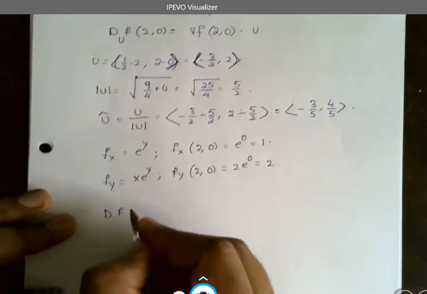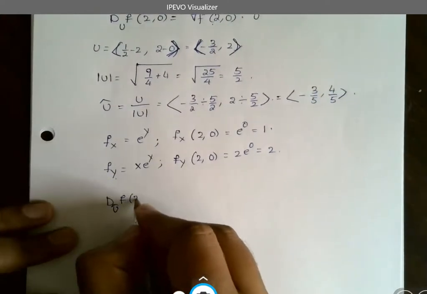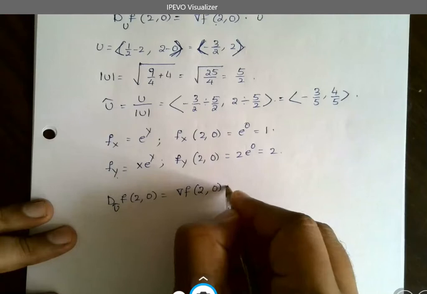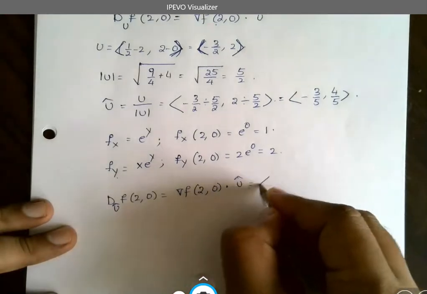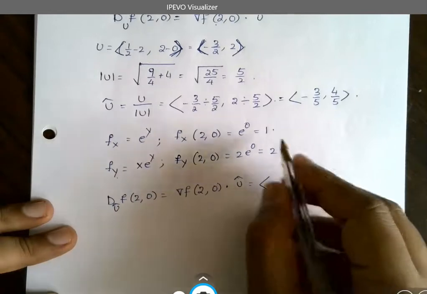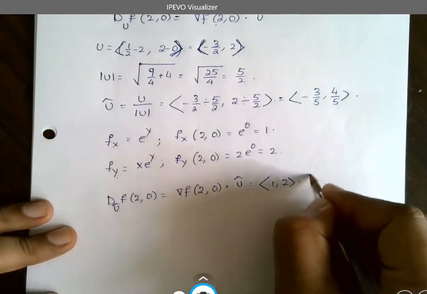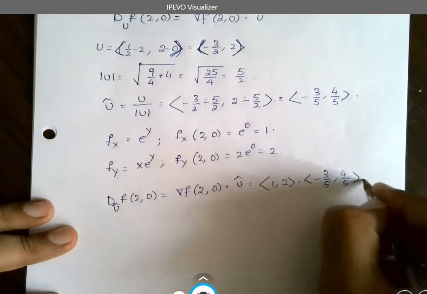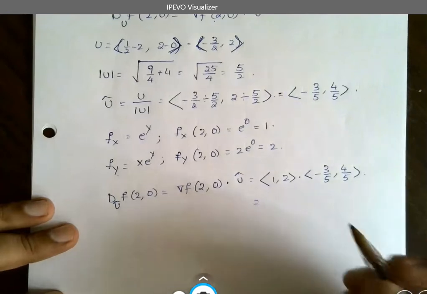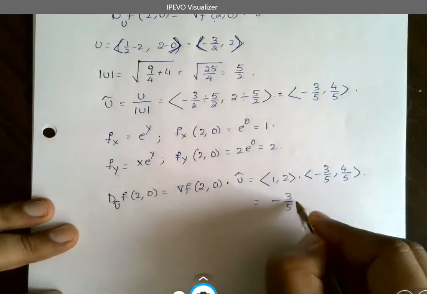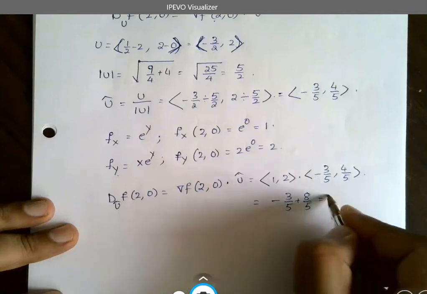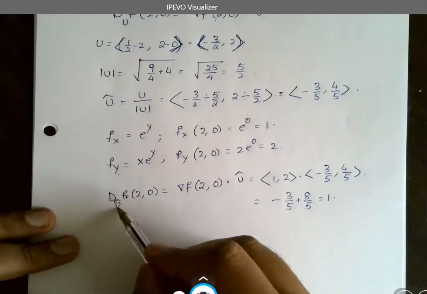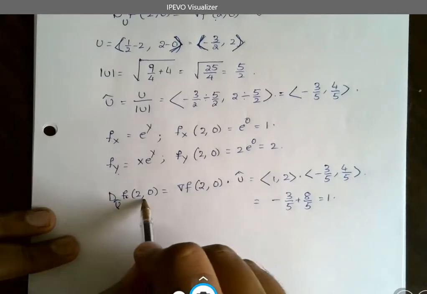The directional derivative of f with respect to the unit vector u at the point (2, 0) is going to be the gradient of the function at (2, 0) dot product with the unit vector u. So here, (1, 2) dot producted with (negative 3/5, 4/5). Are you with me on that? That's going to give you negative 3/5 plus 8/5, and that's going to be 1. So the rate of change of the function f in the direction of u at (2, 0) is going to be that.